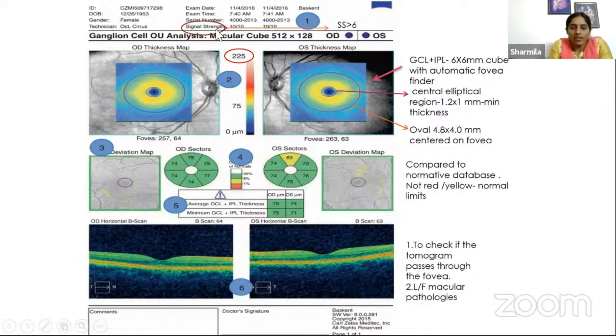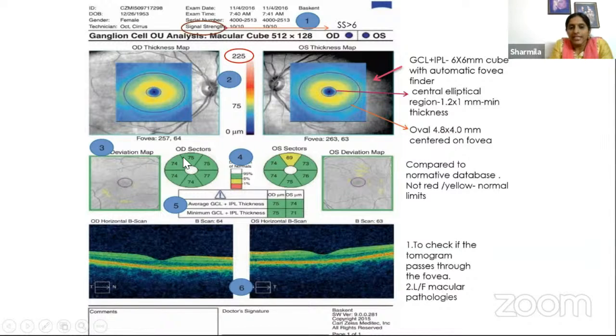Here you see again the signal strength. The signal strength is something which is really, really important. If it is less than 6, we'll have to consider repeating the scan. And then this is a thickness map, which is again color coded. You don't have to remember the colors. There is a scale here, you see the scale and the colors corresponding to it. And then here is the deviation map, which shows how it is different from the age-matched controls.